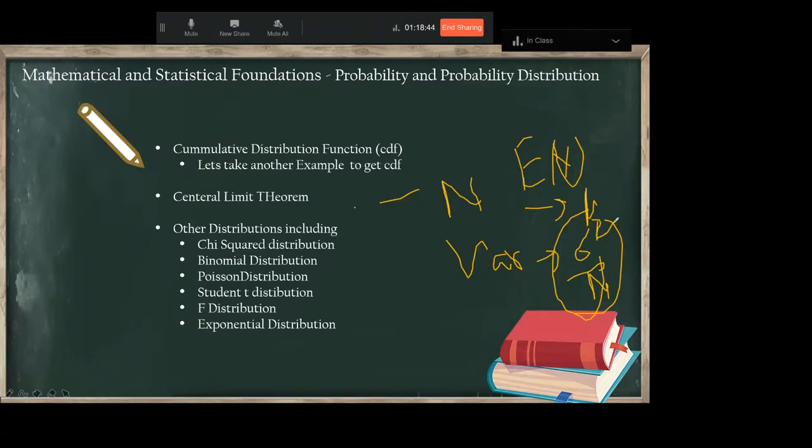There are other distributions, chi-square distribution, binomial distribution. We will talk a little about all of this during estimation and linear regression models. Poisson distribution is more of a statistical concept, but this one is really important. T distribution is really important. F distribution is really important. F distribution is for chi-square as well, and exponential distribution. So these three are important: student T distribution, F distribution, and chi-square distribution. We will learn through different examples.